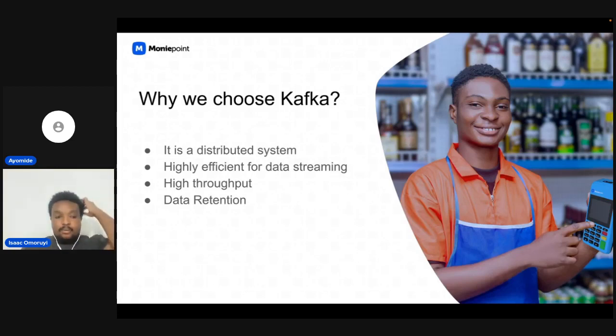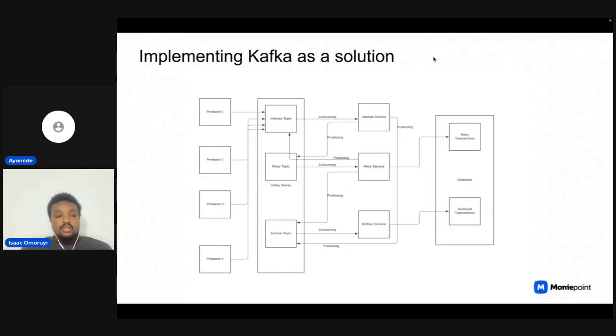So yes, these are the things that Apache Kafka provided for us, and it's met our needs and requirements. So we went with Apache Kafka. Now, implementing Apache Kafka as a solution. In trying to implement Kafka into this product, let me call it the transaction job service that we're trying to run, we did this.